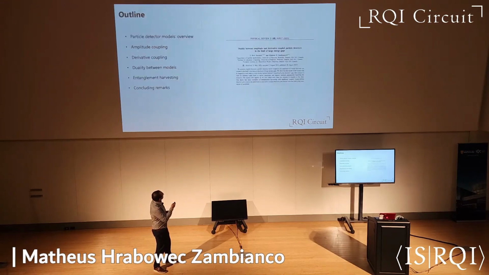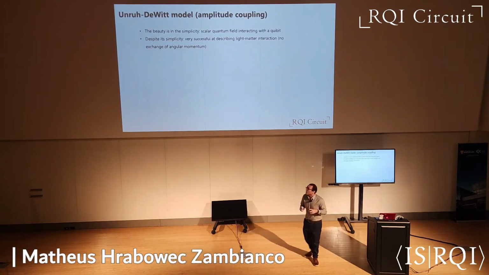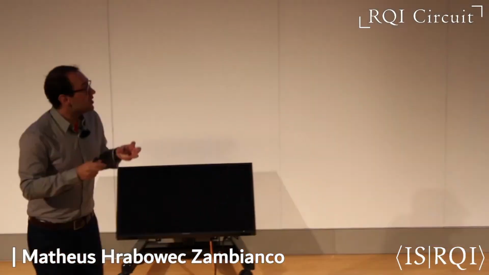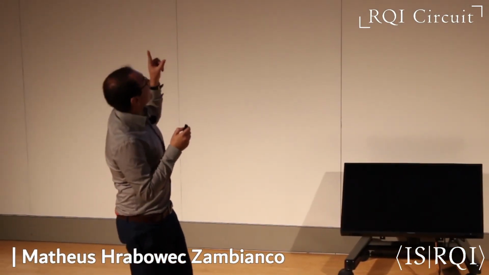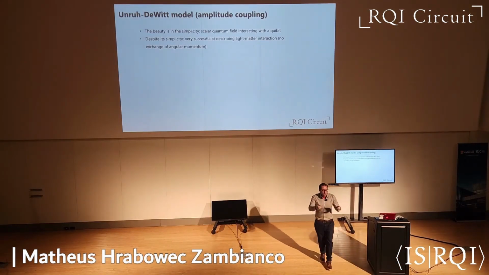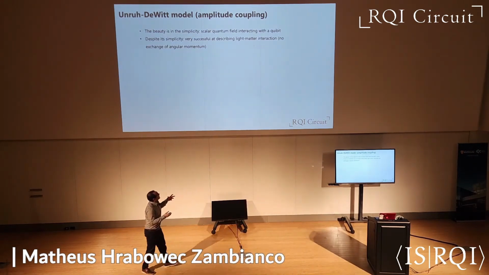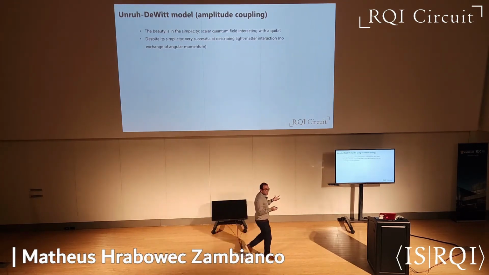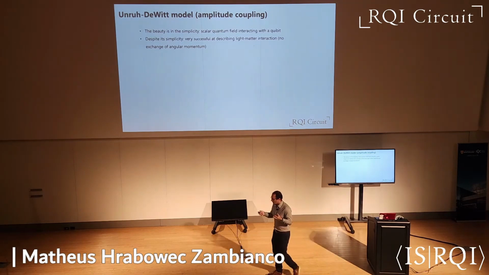So the simplest model is the so-called Unruh-DeWitt model, where we have simply a scalar quantum field coupled to a qubit. But don't be fooled by its simplicity. Despite its simplicity, I would say it's the solid block where we build our intuition about most particle detector models, and it essentially captures all the essential features of how an atom can interact with light in the absence of angular momentum.